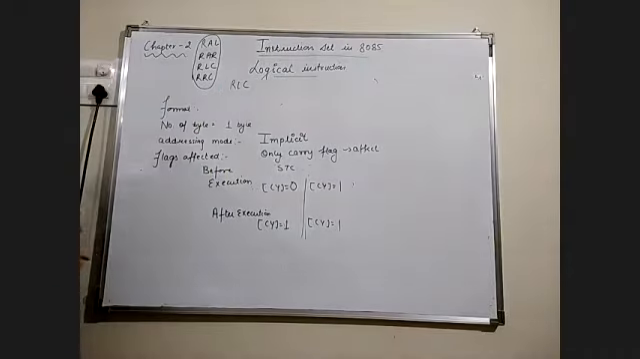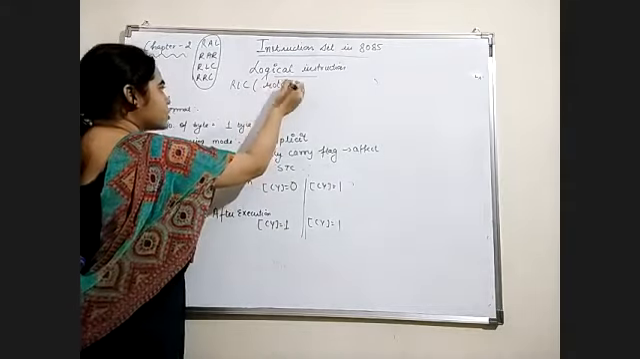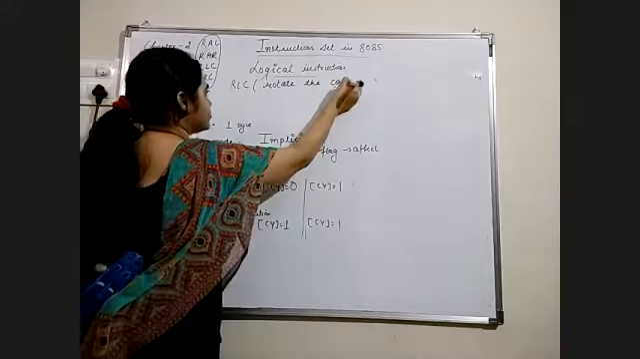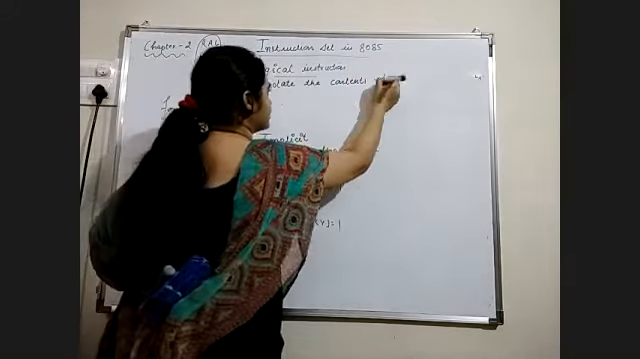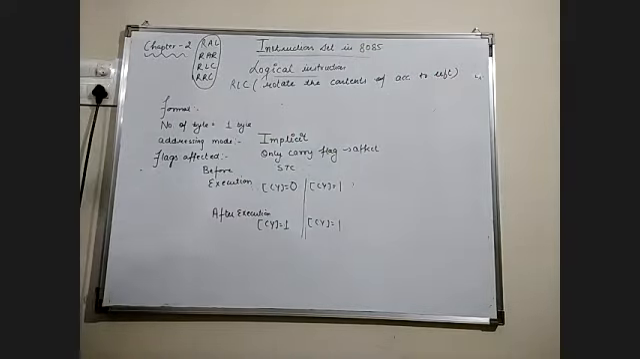RLC means rotate accumulator left. This instruction means rotate the contents of the accumulator to the left. So this instruction will rotate the contents of the accumulator to the left side by 1 bit. The format of this instruction we can discuss later, after I draw the diagram.